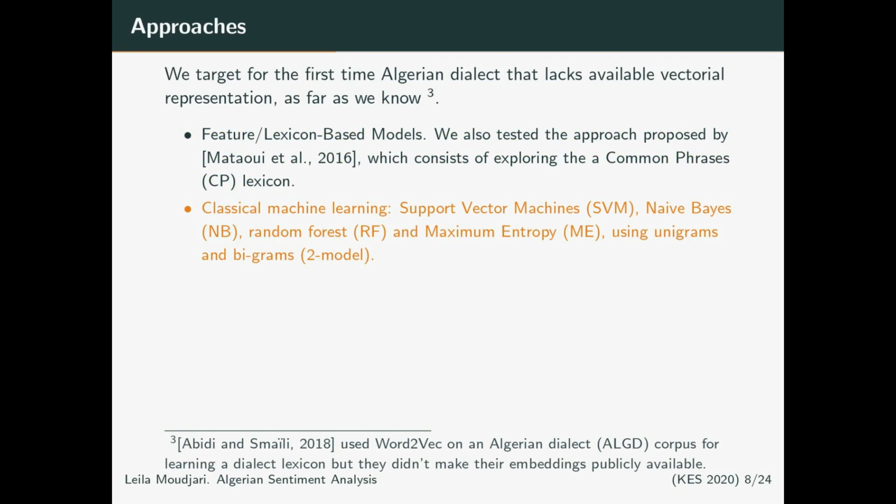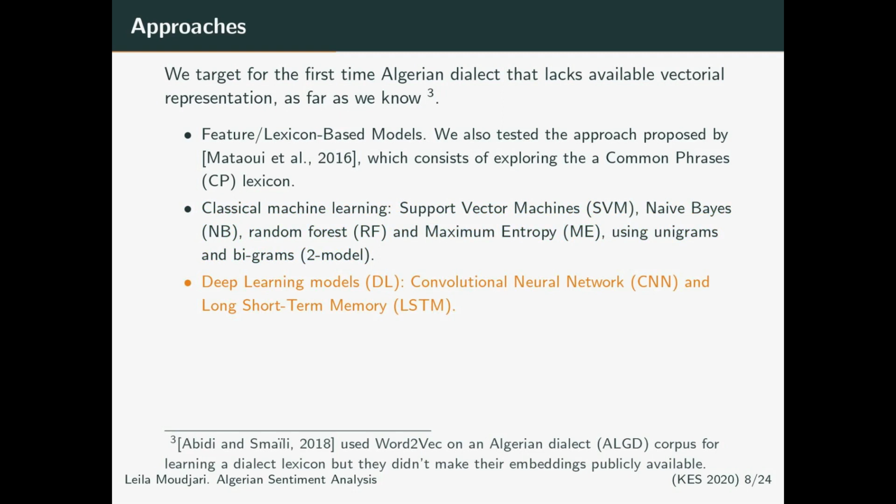Classical machine learning methods, namely SVM, naive Bayes, random forest, and maximum entropy, using different bag of words features such as unigrams and bigrams frequency. The bigrams are represented as a 2-gram model.